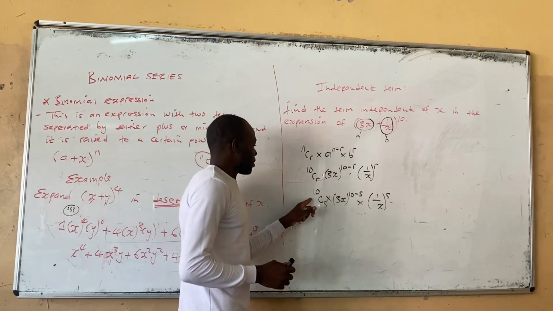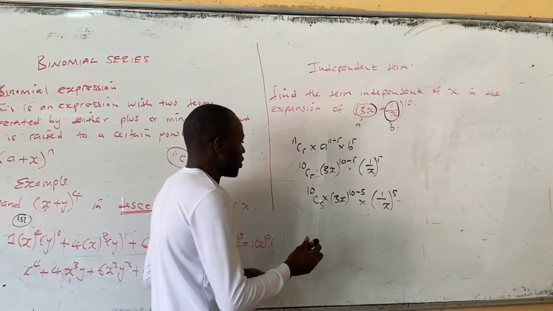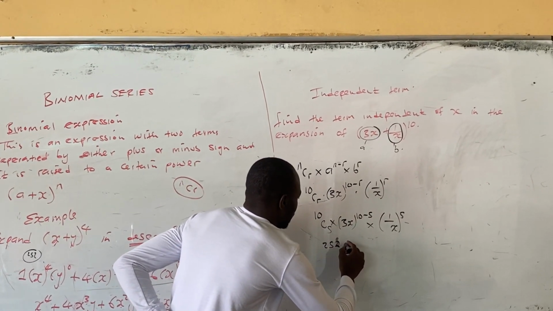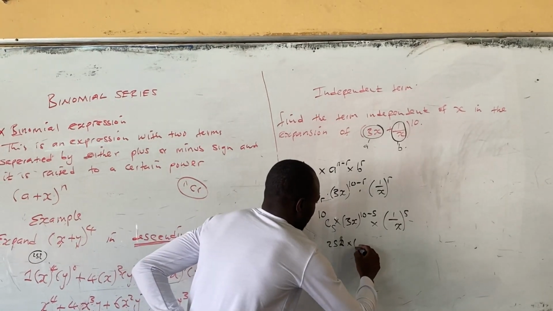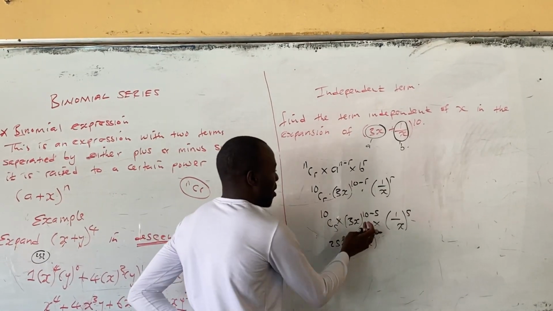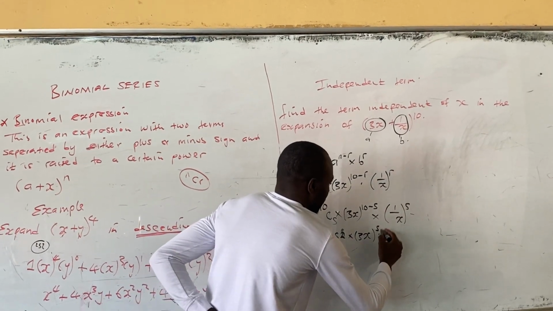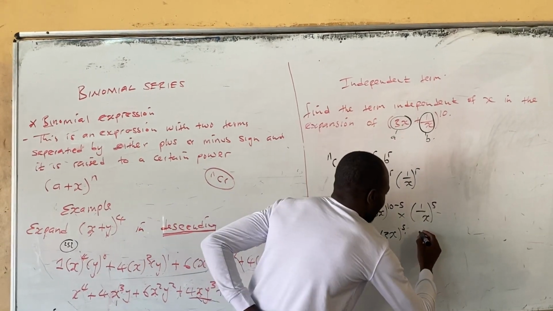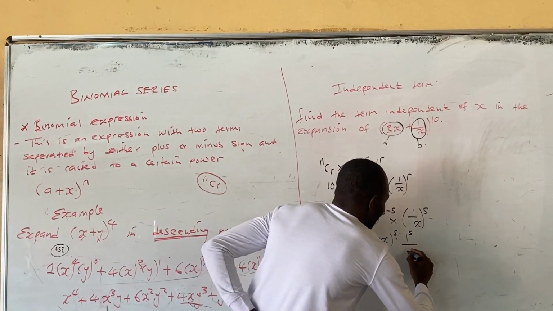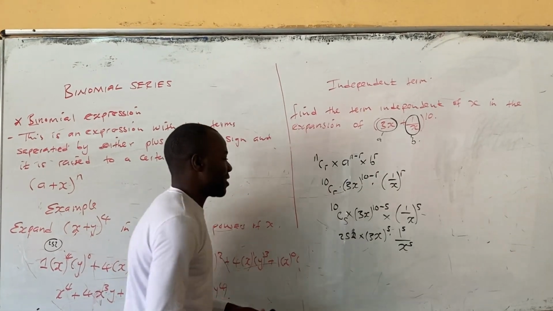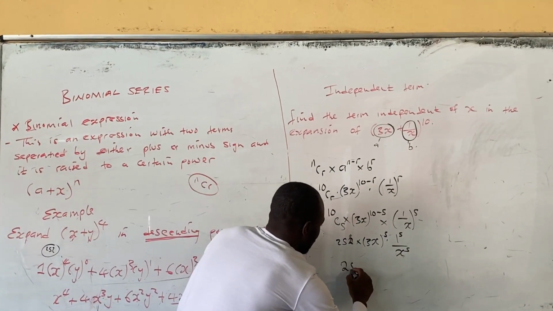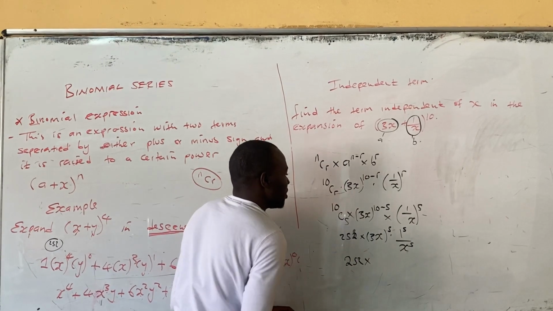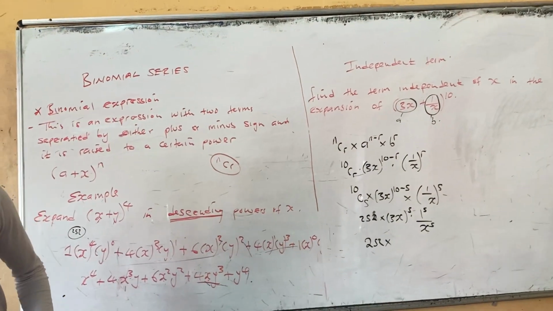10 combined 5 is giving us 252. So 252 times 3x raised to the power 10 minus 5, which is 5, times 1 over x to the power 5. Bear in mind that the power is on both 3 as well as x. So what are we saying?